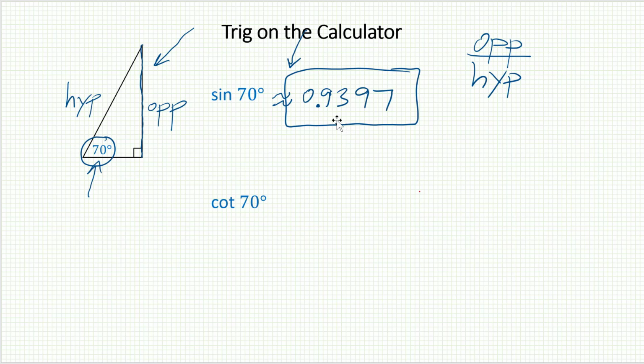Notice that the number is almost 1, 0.9397, very close to 1. That means that the length of the opposite side and the length of the hypotenuse must be almost the same. If they were the same, it would have come out to be exactly 1. In fact, since it's a little less than 1, it must mean that the opposite leg is just a little bit shorter than the hypotenuse, and if you look at the picture, that looks about right.